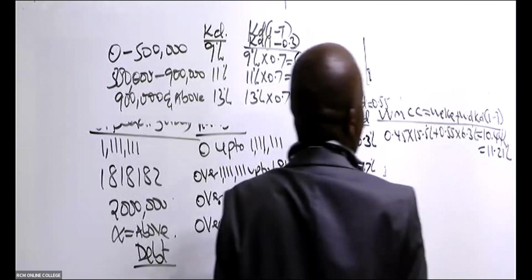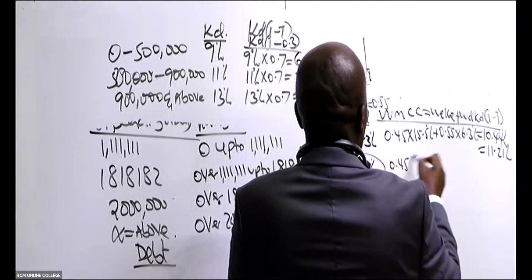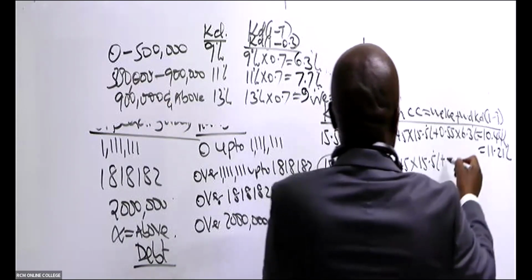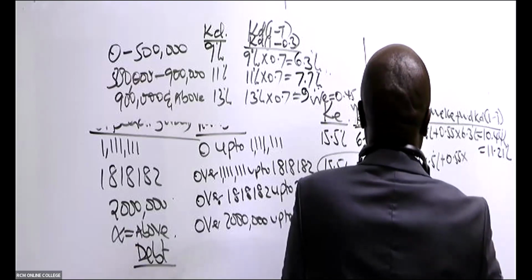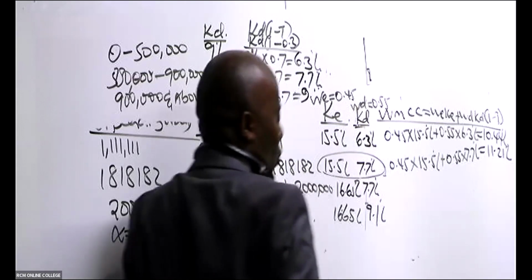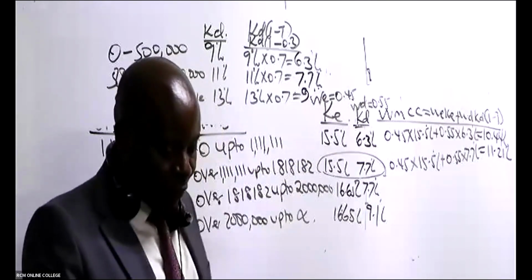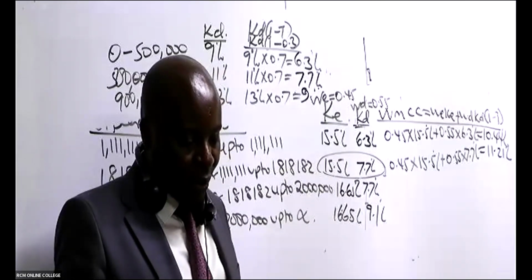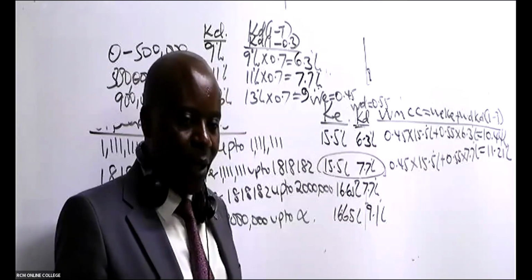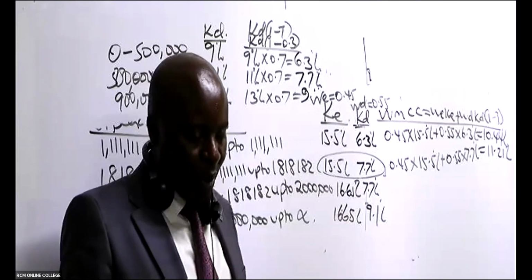11.21%. Is that okay? Because you see the second one, this class here, the weight of equity is 0.45 times 15.5 plus weight of debt, which is 0.55 times cost of debt, 7.7. Can somebody confirm that that 11.21% is correct? The online ninjas, do you have a figure for the second category? Yes or no?